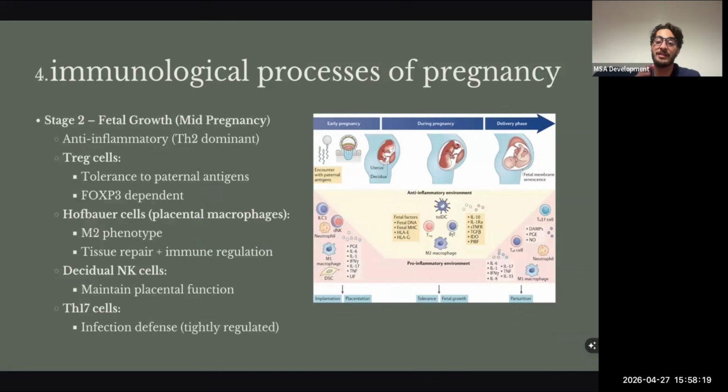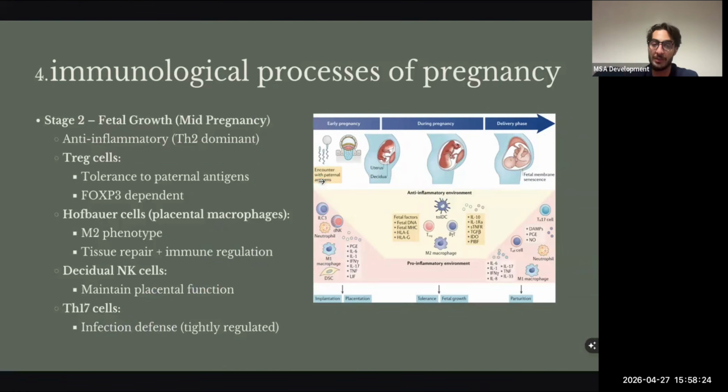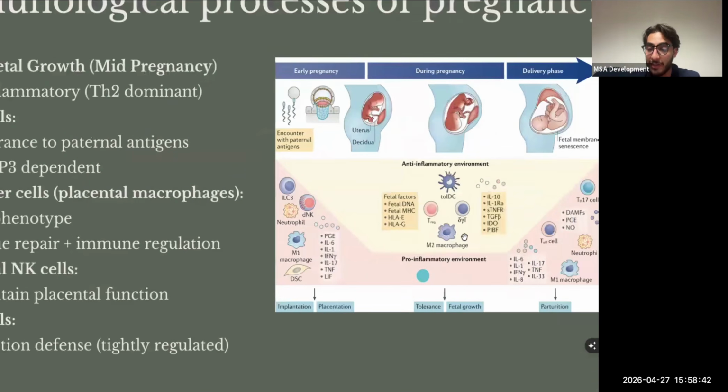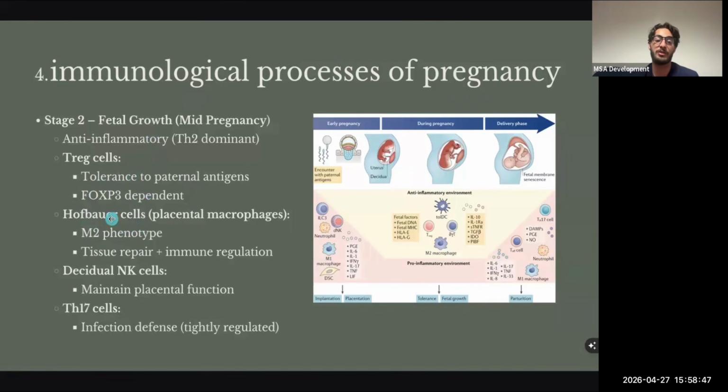This is mid-pregnancy. This is, just like we mentioned in the previous slide, a generally anti-inflammatory state. So it's Th2 dominant. And I'm sure you guys remember the different kinds of T helper cells, Th1, Th2, Th17, all that stuff. All right. And then you get the T regulatory cells, which is tolerance to the paternal antigens and it's FOXP3 dependent. Now, the specific macrophages that I talked about before, the M2 macrophages, they're called Hofbauer cells. Hofbauer cells, they're M2 macrophages, so they're anti-inflammatory, and they're going to help with tissue repair and immune regulation.